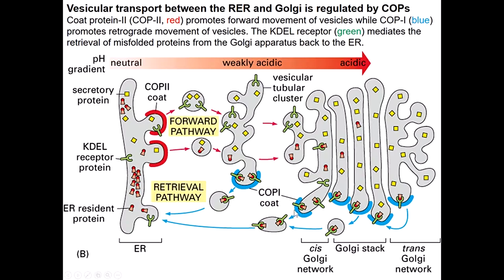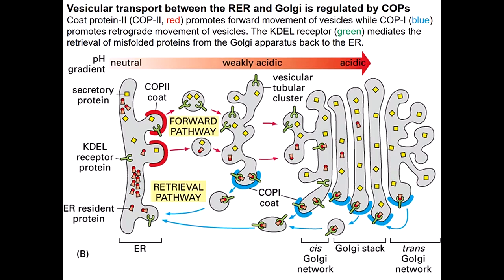And that can be because perhaps the proteins were misfolded and they have to go back for another try, or inappropriately glycosylated, and have to go back to see if we can correct the defect. We also have a KDEL receptor in green, shown here, which mediates the retrieval of these misfolded proteins. So here's a KDEL receptor floating around. If it recognizes a protein that wasn't appropriately folded for whatever reason, it's bound by the KDEL receptor. It goes into a vesicle that has been tagged with the COPI protein for retrograde movement back to the rough endoplasmic reticulum for a second round of post-translational modification.